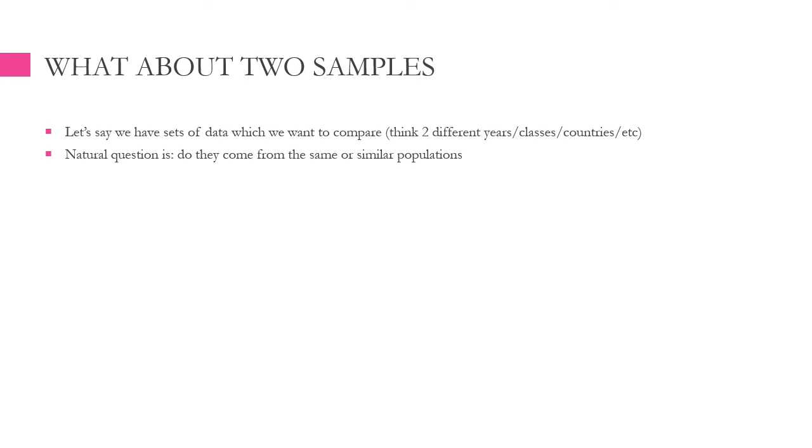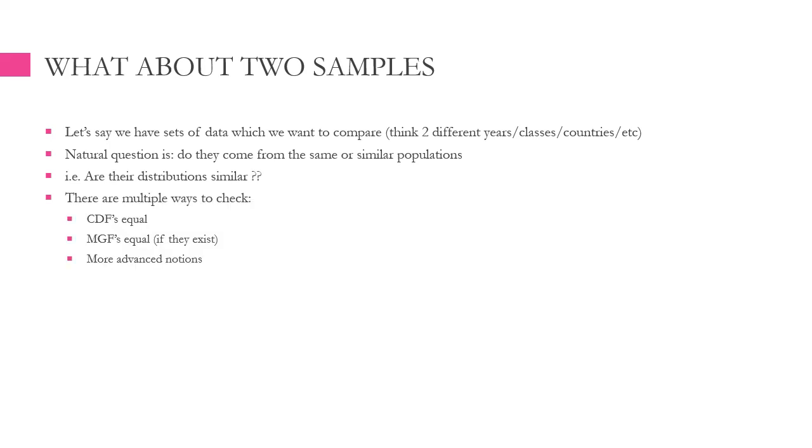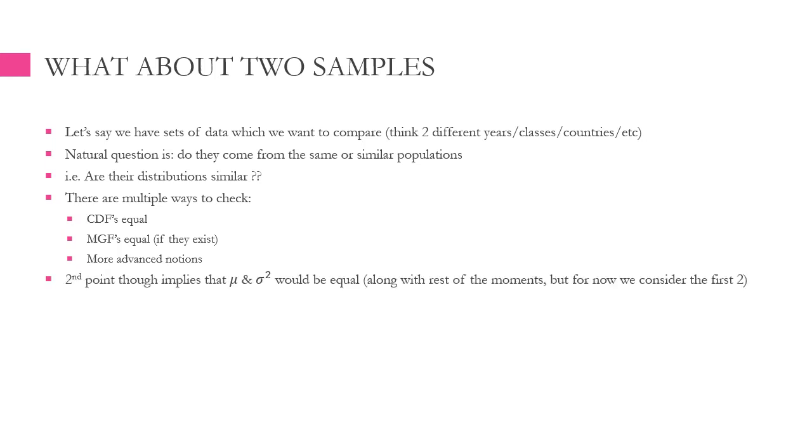So we want to ask ourselves, do these two samples, these two data sets, come from similar or the same distribution? Asking whether the distributions are similar is the same thing as asking whether they're coming from the same or similar populations. There are multiple ways to check this. You can check if the CDFs are equal for a particular population. You can check if the MGFs are equal, if they exist, for two different populations, and then you have more advanced options, things like characteristic functions and other things, which we won't go into. But there is one important point here, which is the second point.